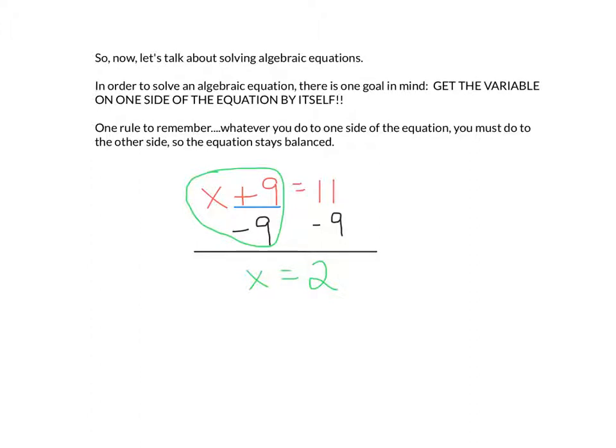One of the nice things about doing equations is that you will always know if you are right or not. Now, obviously, this is a very simplified equation. But if I'm saying x is equal to 2, I can put it back into the original equation and check to make sure that it is true. And certainly, 2 plus 9 does give me 11 for an answer.